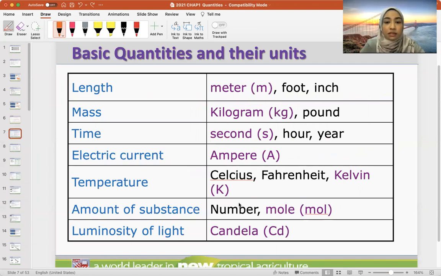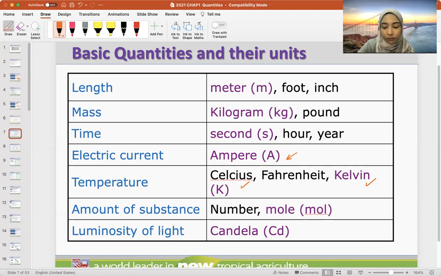Length is in meter, mass is in kilogram, time is in second. Electric current is in ampere. You learned this in high school. Temperature is Celsius or Kelvin. Okay, but in the gas system, we will use Kelvin. That's for later on. Celsius and Kelvin is the standard. Fahrenheit is the US system. And then amount of substance, mole, or short form mol. The difference is only one letter. Then luminosity of light, candela, or cd. Capital C with a D.